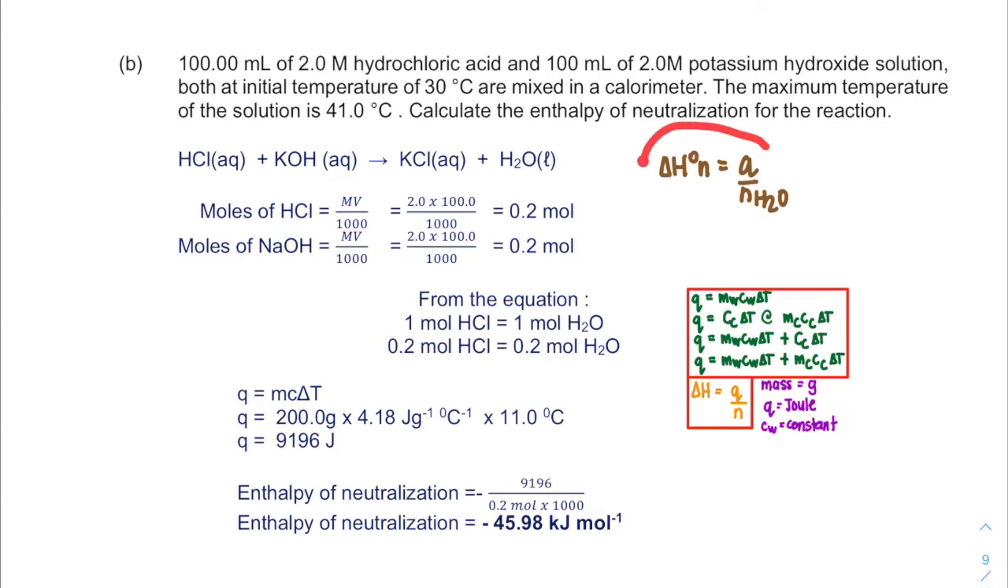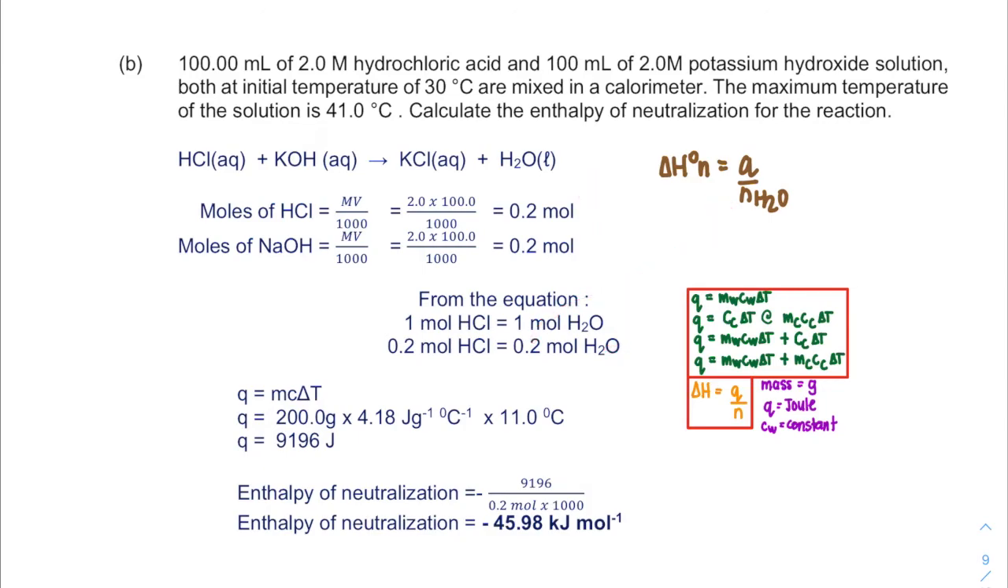So the enthalpy of neutralization is the heat released divided by the number of moles of water. For neutralization, it is step by step. First, we have to write down the equation between our acid and our base. From there, we find the moles of HCl and the moles of potassium hydroxide. Why? Because we want to find the limiting reactant to know the number of moles of H2O. But since we have an equal number of moles, we just assume the number of moles of H2O is the same as HCl or KOH, which is 0.2 mole. This step is a bit long, which is from this one.